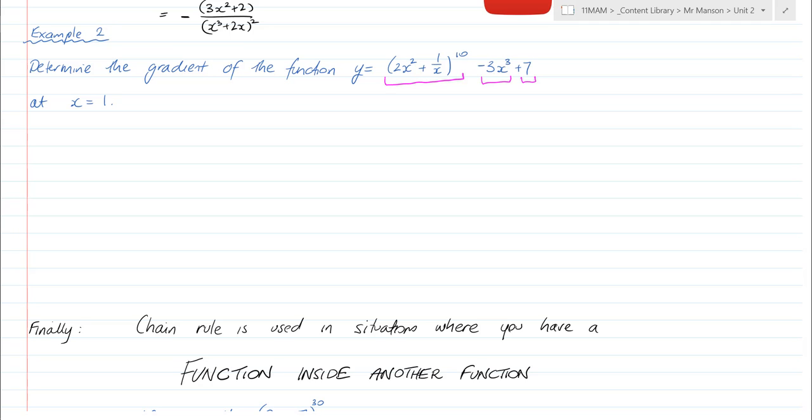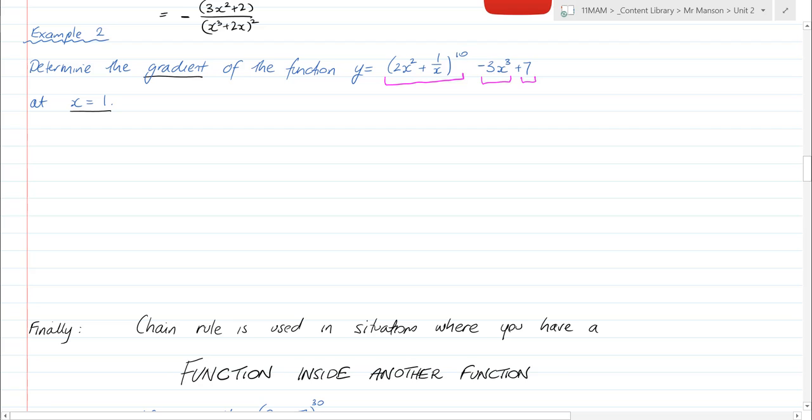So if I was going to derive this, remember it says determine the gradient, which means I need the gradient function. At x equals 1 means I need the gradient function, and then I substitute in x equals 1. And that will give me the gradient at x equals 1. So that's the point of this. And I'm going to go through this process now.